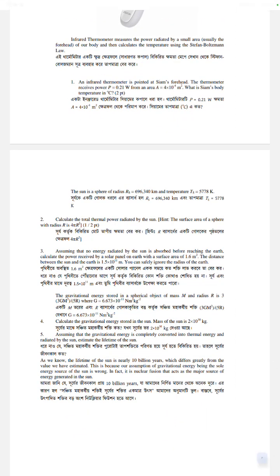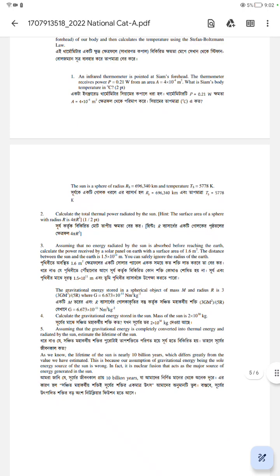1 and 2 were basically just simple mathematical calculations. I didn't really have to go through any physics concepts. Maybe we need to know some ideas of physics for the other questions, but let's continue. Assuming that no energy radiated by the sun is absorbed before reaching the earth, calculate the power received by a solar panel on earth with a surface area. The distance between the earth and the sun is given, and you can basically know the radius of the sun.